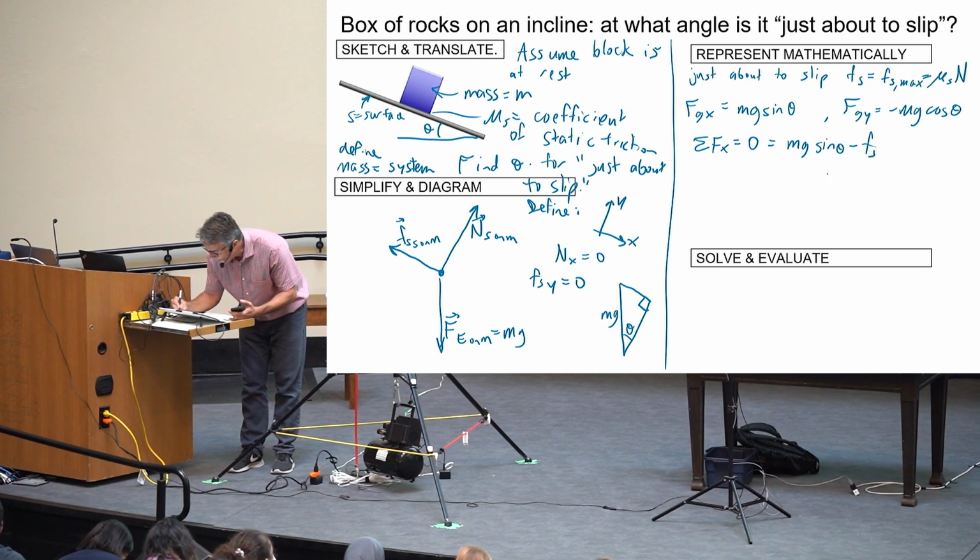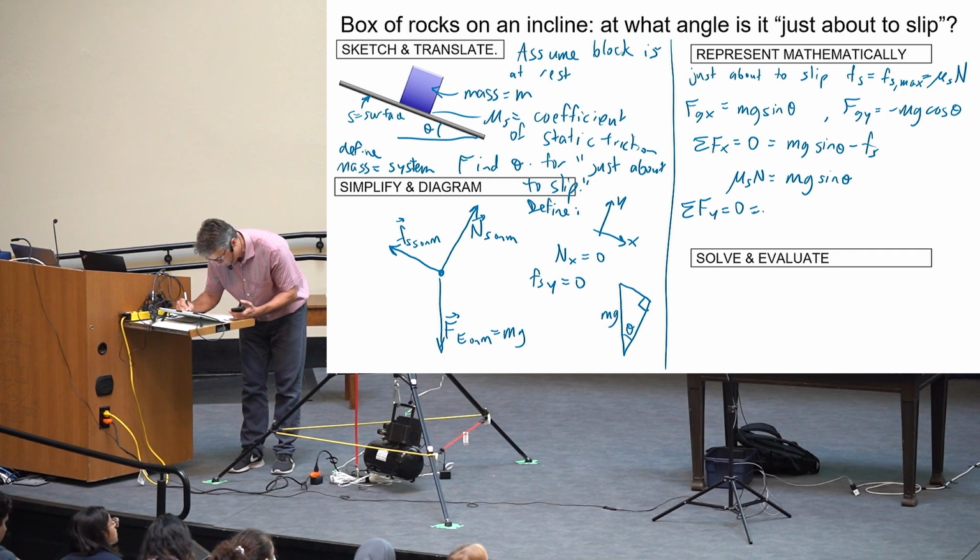And then, so this, by the way, is going to say that mu sub s times n is equal to mg sine theta. And then I've got the sum of all the forces in the y direction is equal to 0. Well, that's going to be equal to the normal force minus mg cos theta. So that means that normal force is equal to mg cos theta.